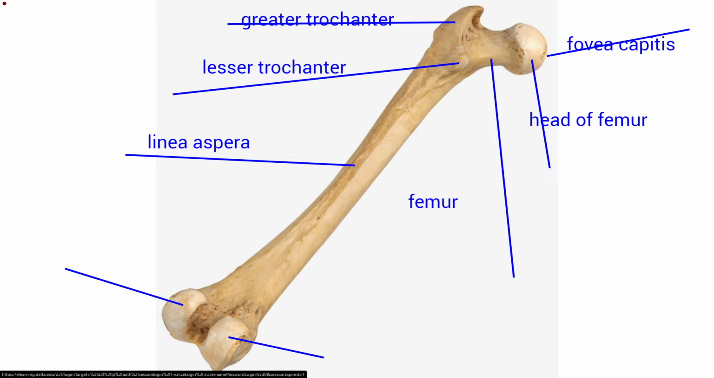Well, the head is always going to face medially. Right? The head of the femur always faces medially. So the one on the same side as the head is the medial condyle. And the one on the other side then would be the lateral condyle.